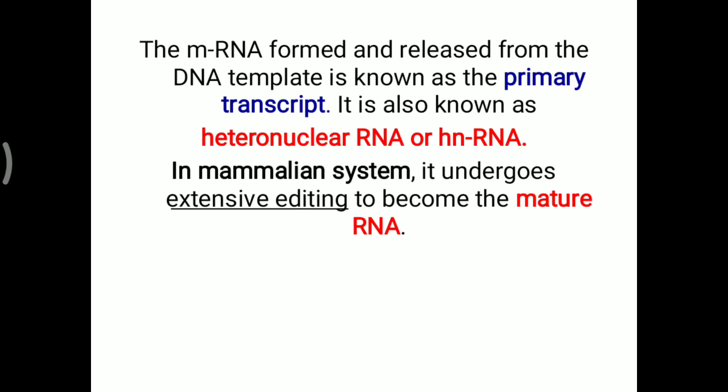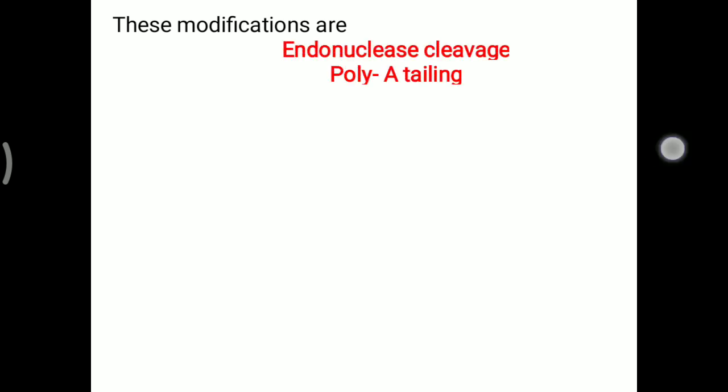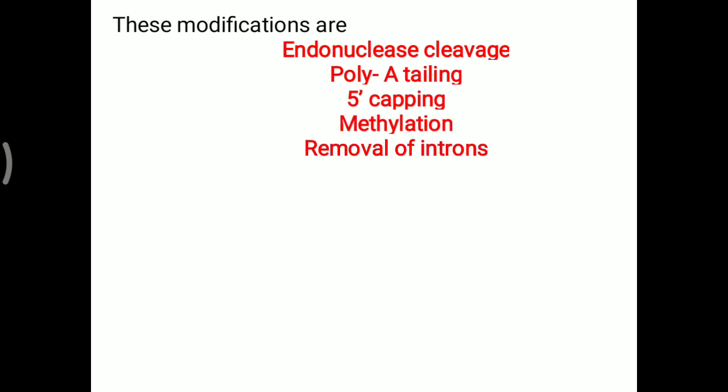In the mammalian system, or in our body, this mRNA undergoes extensive editing to become the mature RNA. The primary transcript, called hnRNA, undergoes many changes to make a mature RNA molecule. These modifications are endonuclease cleavage, poly A tailing, 5' capping, methylation, removal of intron, and splicing of exon. Splicing of exon means simply connecting together all the exon molecules of the RNA.